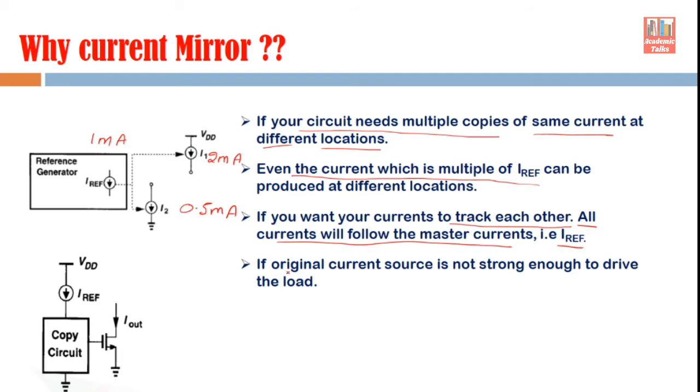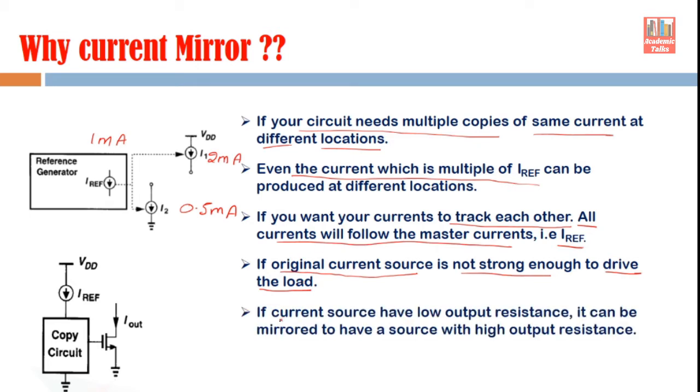Another reason for using current mirrors is that if the original current source is not strong enough to drive the load, you know, every load has some requirement. Some loads need a very high amount of current, some loads need low current, and suppose the current source which you have designed cannot supply sufficient current which is needed by the load. You can use a current mirror, and with the help of this current mirror you can multiply the output current by the desired factor. So, that kind of thing is possible.